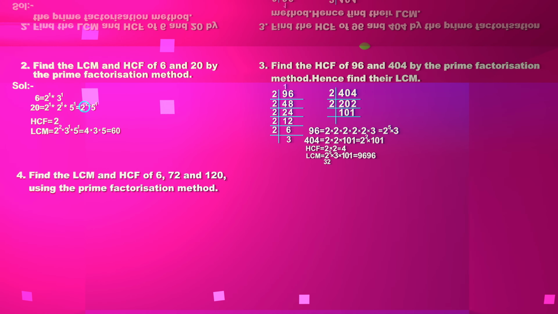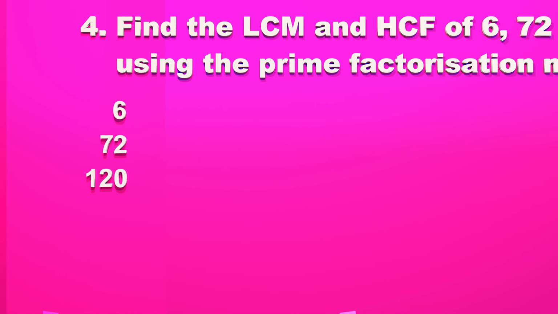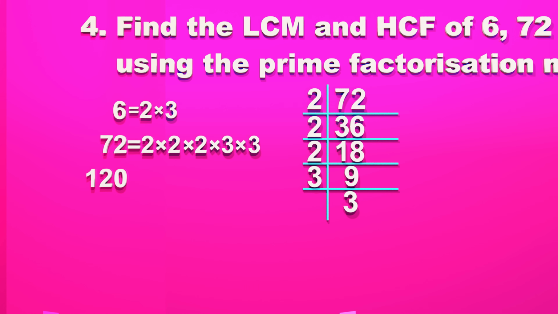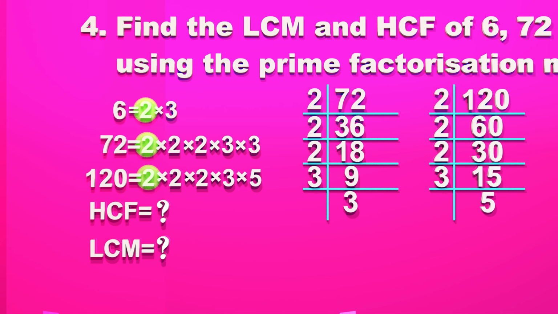Let's see next question. This time we have 3 numbers and we have to find their prime factorization. So we have 6, 72 and 120. 6 is 2 into 3. We have taken the prime factors of 72. Also we have taken the prime factors of 120. Now we have to find out their HCF and LCM. 2 is common in all these 3 factors, so we will take it. Also 3 is common, so we will take it. And 2 into 3 is 6, so HCF is 6.